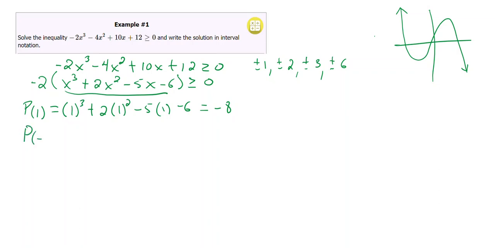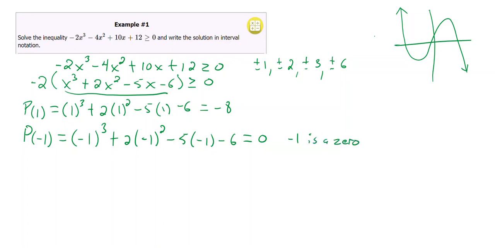So then we're going to try negative 1. So this would be negative 1 cubed plus 2 times negative 1 squared minus 5 times negative 1 minus 6. And this comes out as 0. So what does that mean? That means that negative 1 is a zero.